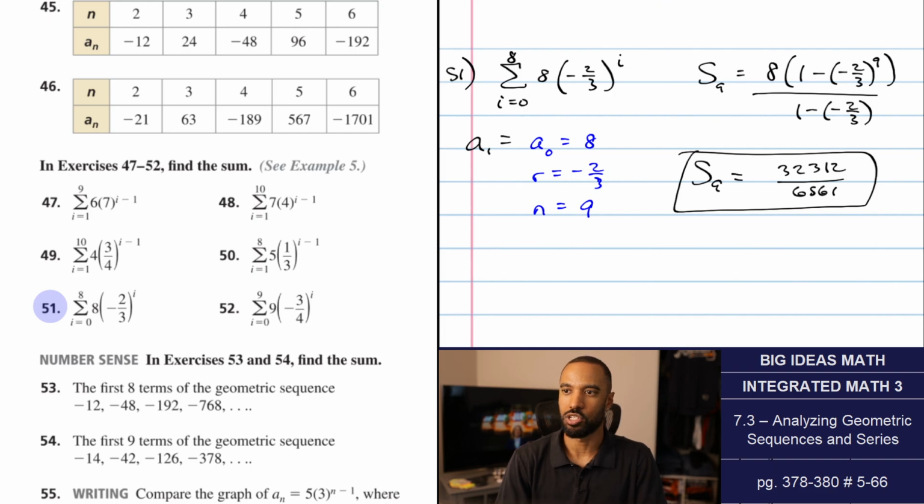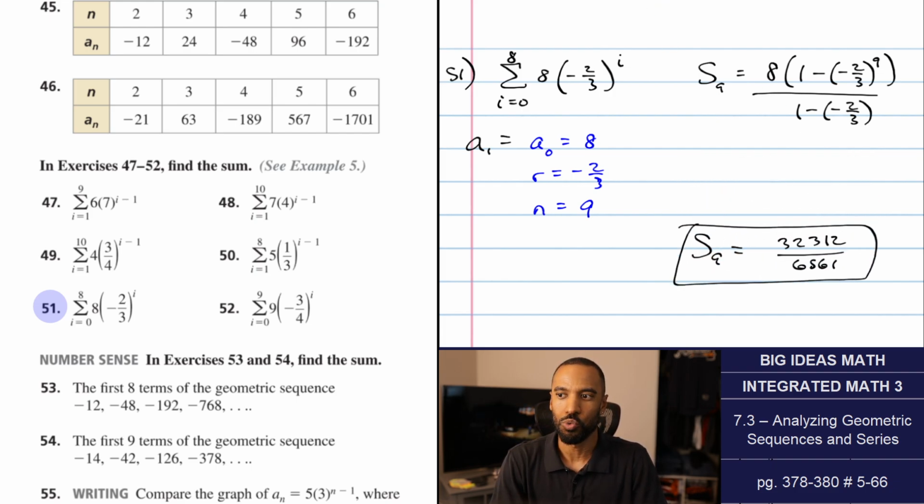I'm going to do 8 times 1 minus negative 2/3 to the 9th power, divided by 1 minus negative 2/3. That's a lot of things to do with parentheses to not make a mistake, and I can see where a lot of people would, but this ends up being an answer. Exact fraction, they give it to us, so even as an exact fraction, we can get something there, and that should be the result. So S sub 9 equals 32312 over 6561.